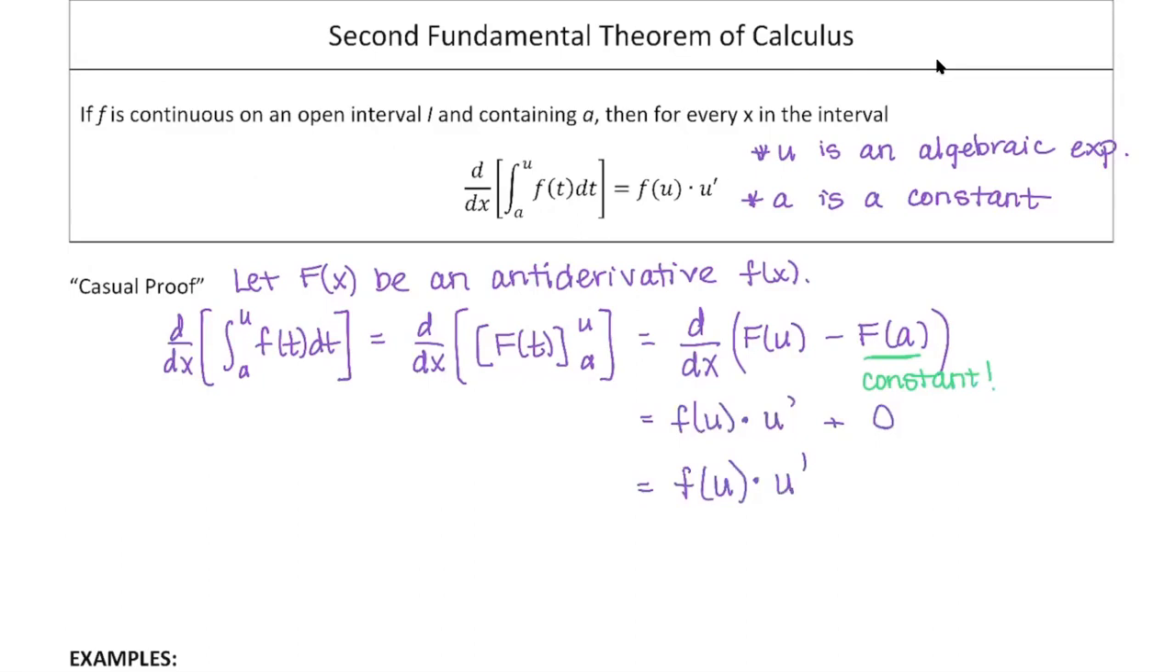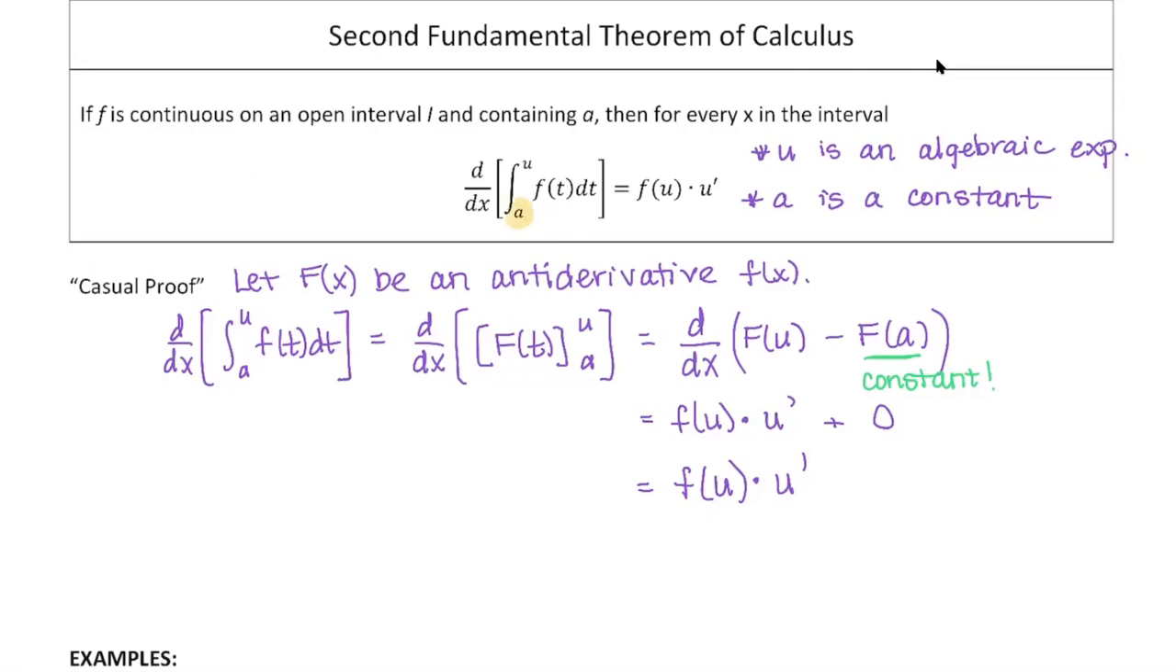So we may still not really be sure what's going on here, but notice that we started with f of t dt. We ended up with f of u times whatever the derivative of u is. So the function that's inside the integral didn't change. The derivative canceled out the integral on the outside, but the function itself stayed the same. The input changed, but the function stayed the same.